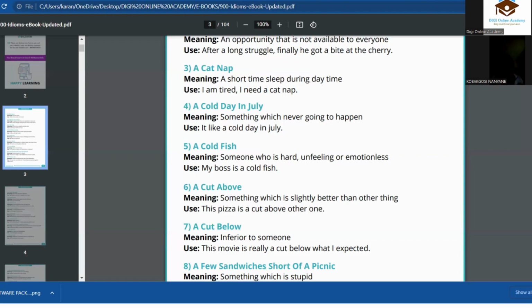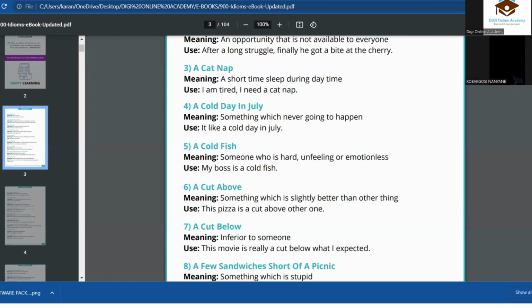Shall we move on to number 5? Number 5 is a cold fish. A cold fish is someone who is hard, feelingless, emotionless. Your boss is a cold fish. Someone who has no emotions at all and is hard to handle, you can call them a cold fish.